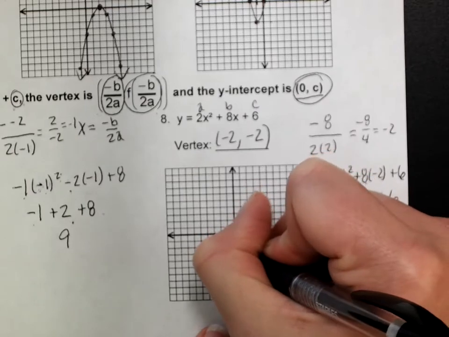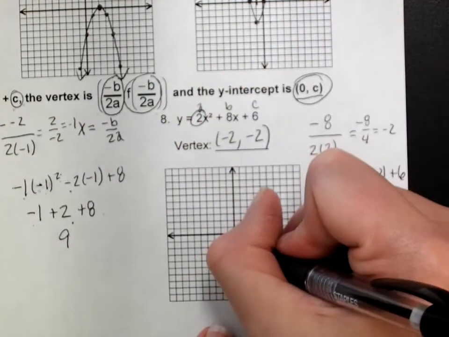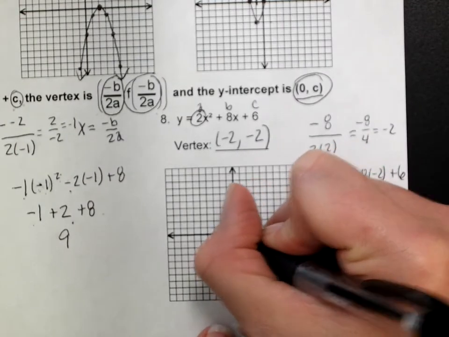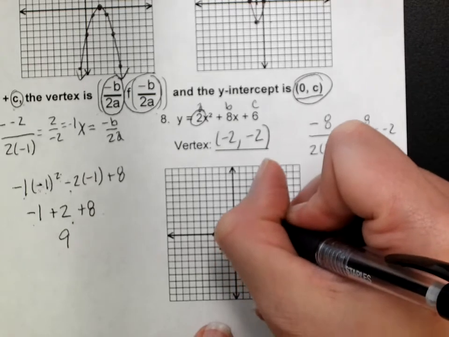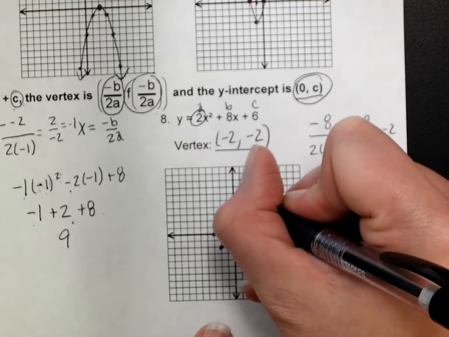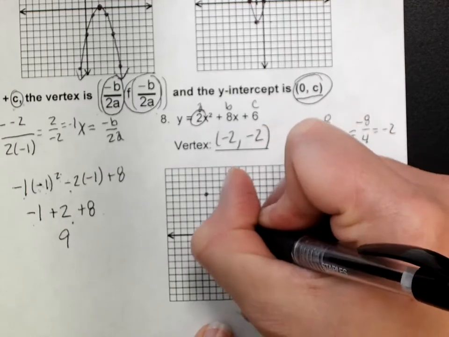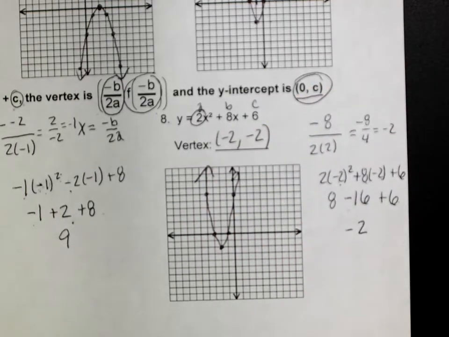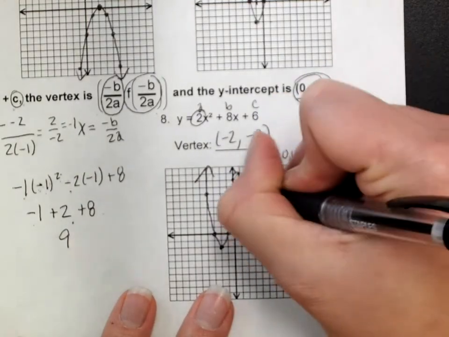So the vertex is (negative 2, negative 2). From there, usually it'd be 1, 1. This one's been stretched, so 1, 2. And usually it would be 2, 4. Now it's 2, 8. And there's my graph. Again, notice the y-intercept should have been at (0, 6), and it is.